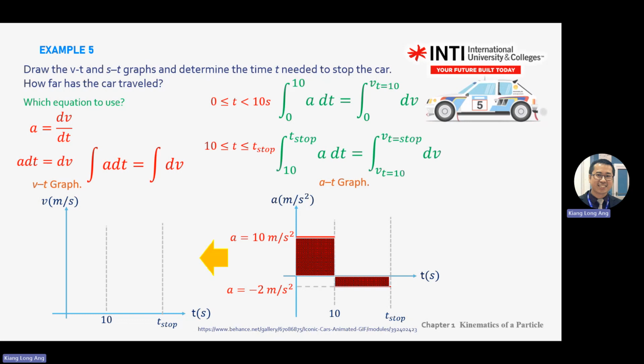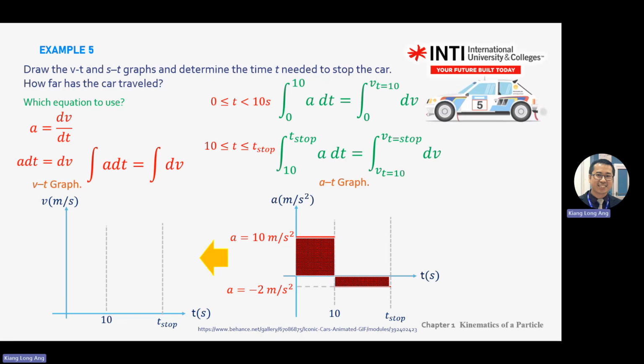Same for the second area, which is from 10 to t stop. Still the same. You apply the same integration from here. What you need to be careful about is the time for the second slot here. Your time here is from 10, not from 0. Careless mistake: some students straight away put 0 here. You start from 10, not 0. So the lower limit for the second half is 10 to t stop. You don't know the t stop, so you just put t stop there, or you can just put t there if you don't know.